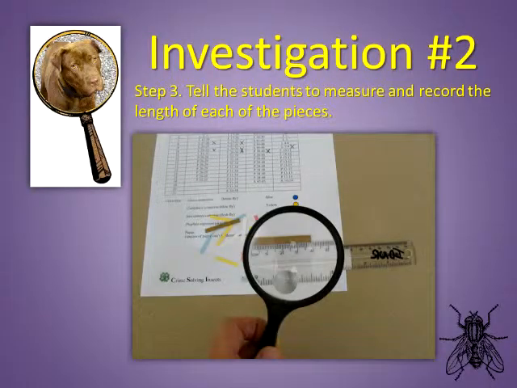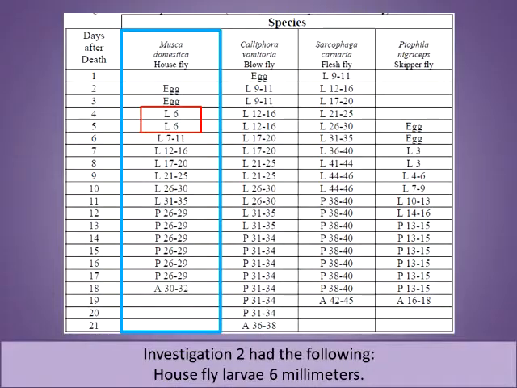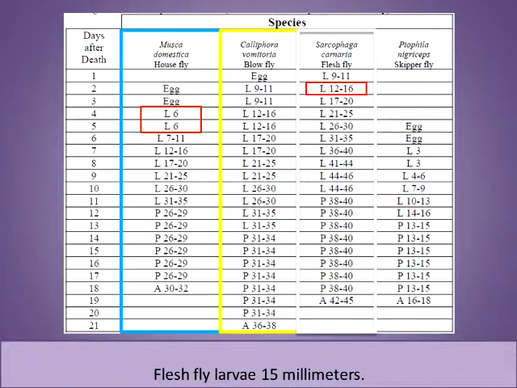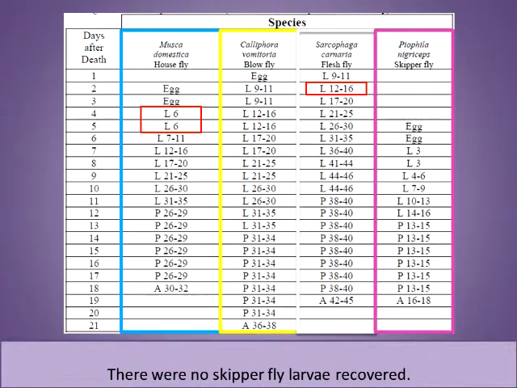Step 3. Tell the students to measure and record the length of each of the pieces. Investigation 2 had the following: housefly larvae 6 millimeters. There were no blowfly larvae recovered. Fleshfly larvae 15 millimeters. There were no skipperfly larvae recovered. There were no pupae recovered.